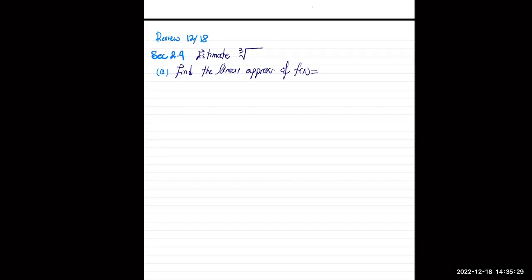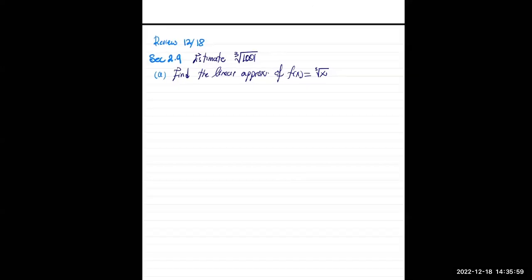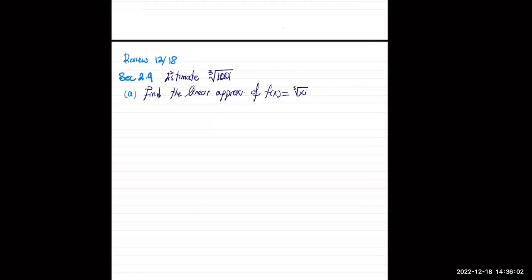33 is the cube root of 1001. So here the function is the cube root function. We're going to find the linear estimate of cube root of x. Now 1001 is near 1000, and 1000 is a perfect cube, right? The cube root of 1000 is rational. So we're going to do the estimate of this at x equal to 1000, or they call it a equal to 1000.